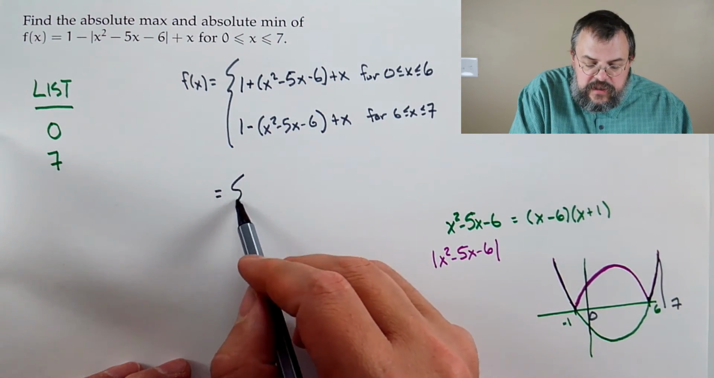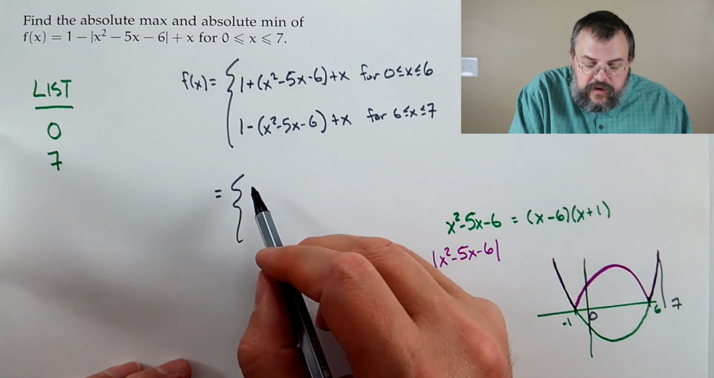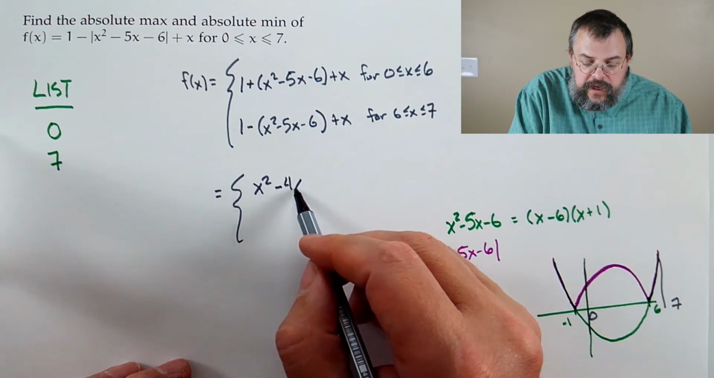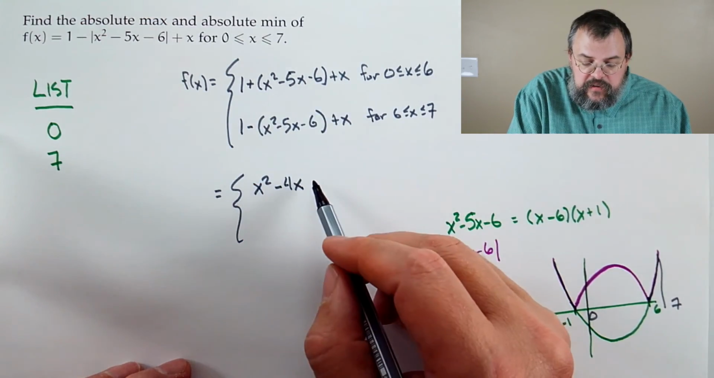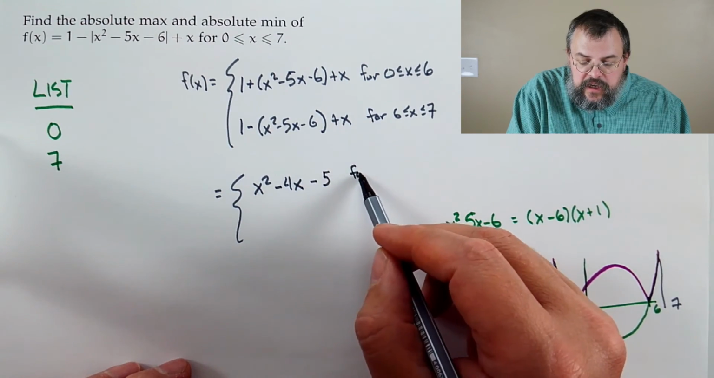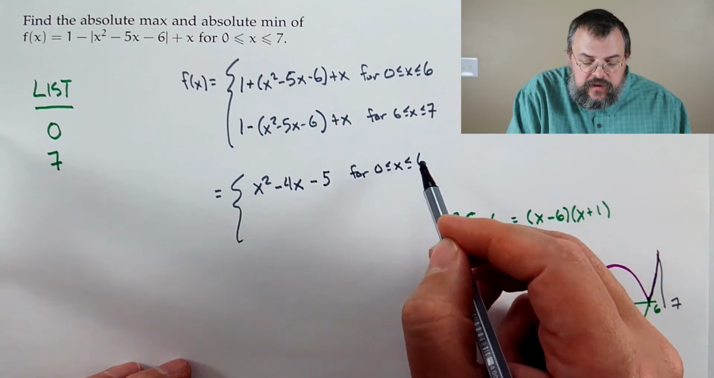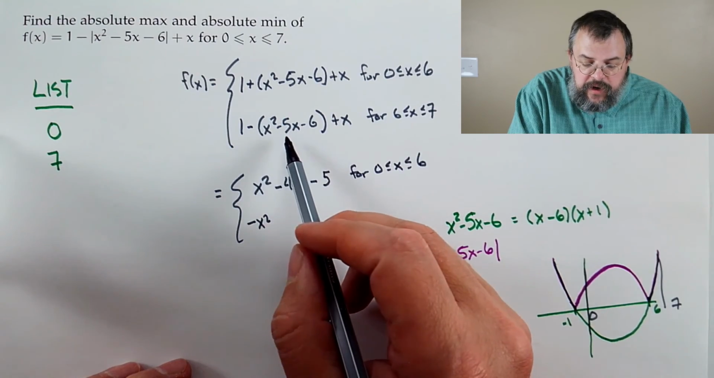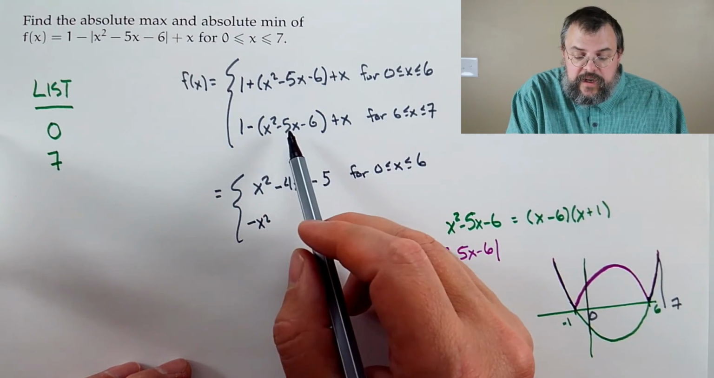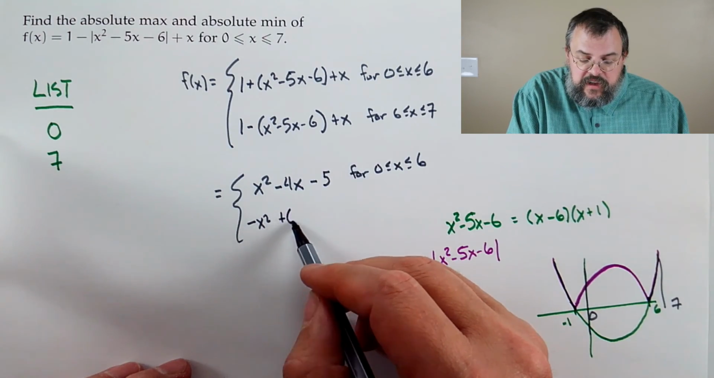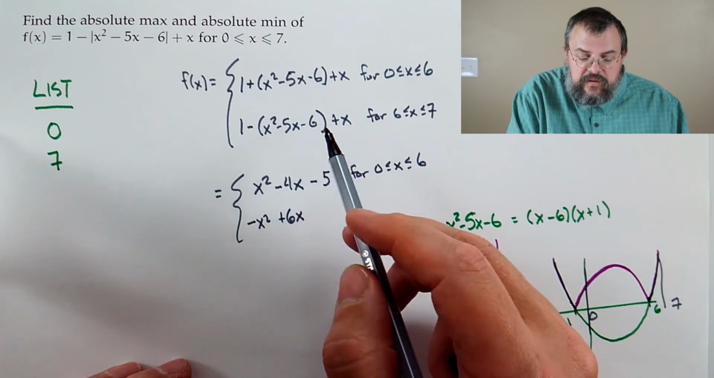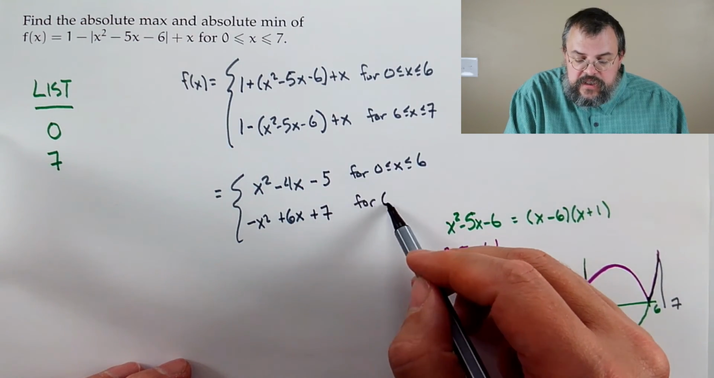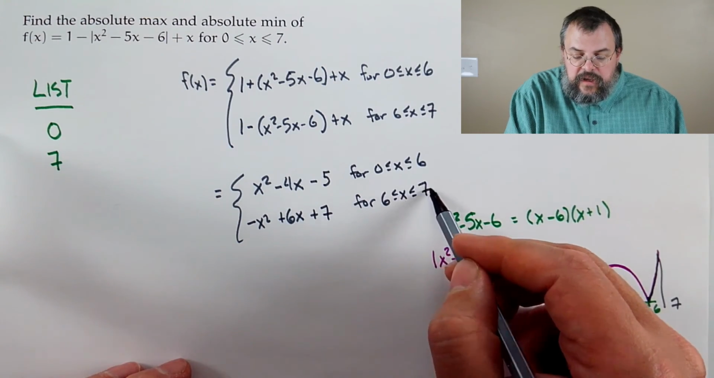So we'll clean it up just a tad. If we group things, x squared minus 5x plus x makes minus 4x, plus 1 minus 6 makes minus 5. And that's for between 0 and 6. And here we'll have minus x squared, minus minus, that's a plus, so plus 5x plus another x is plus 6x. Then 1 minus minus 6, that's 1 plus 6, so that'll become plus 7. And that's for 6 less than or equal to x less than or equal to 7.